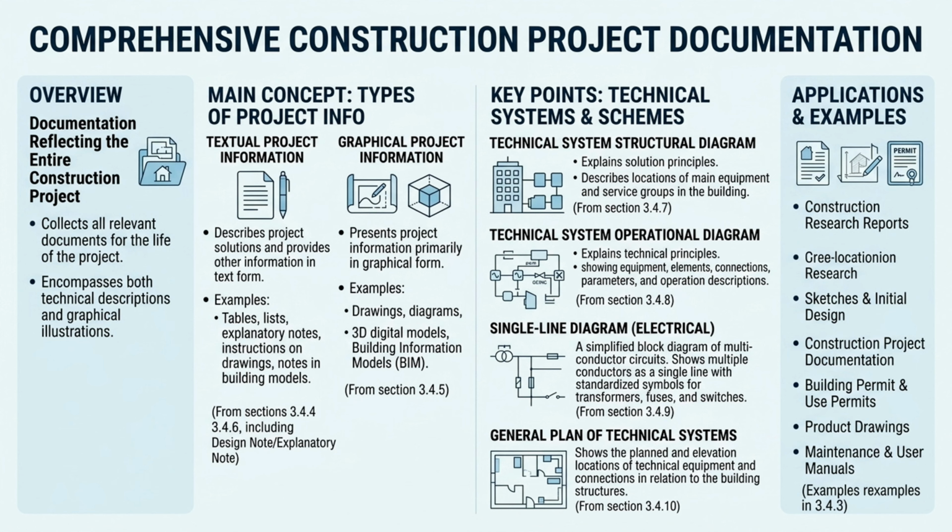The technical system operation diagram illustrates how systems function. It shows the arrangement of the equipment components, connections, and technical parameters, and provides a description of how each part operates within the overall system.